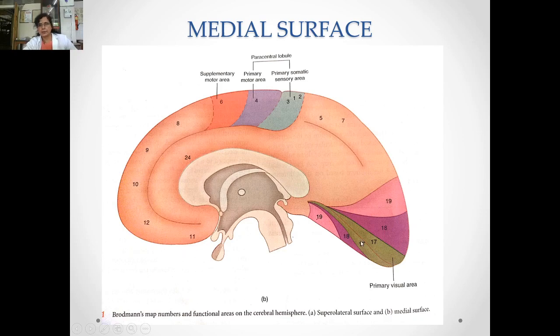On this medial surface, you can see on each side of area number 17 there is area number 18, that is the parastriate area, and continuous with area number 18 is area number 19, that is the peristriate area. So these areas are present on each side of area number 17.